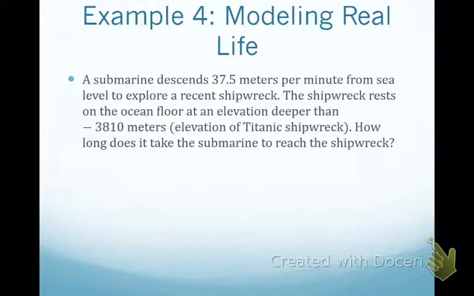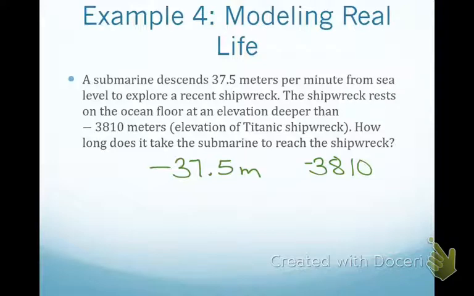We are descending. Descending would be positive or negative? Negative 37.5 meters per minute. So we'll just do M for minutes, whatever the variable might be. And we need to get to an elevation deeper than 3,810, which would be negative. Here's the question. If it's deeper than that level, would it be less than or greater than? Don't say it out loud yet. Write it down on your paper.